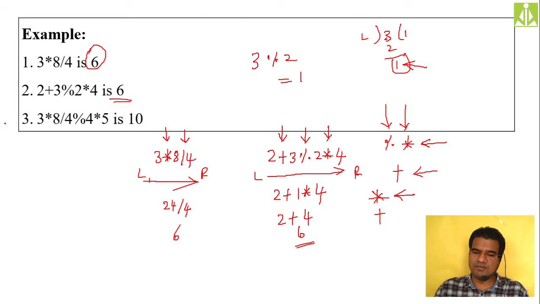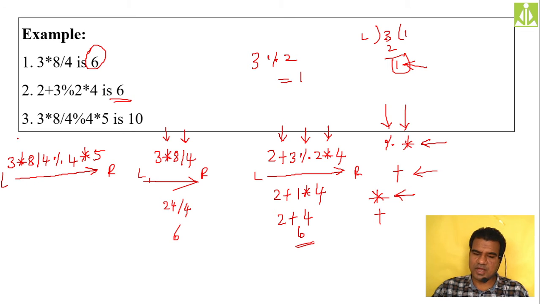One last example we will do, that is 3 multiplied with 8 divide with 4 modulo divide with 4 multiplied with 5. So here, how many operators? 1, 2, 3, 4 operators. All are of the same precedence level: multiplication, division, modulo division, multiplication. So we have to go for associativity, and that associativity is left to right. We have to move left to right.